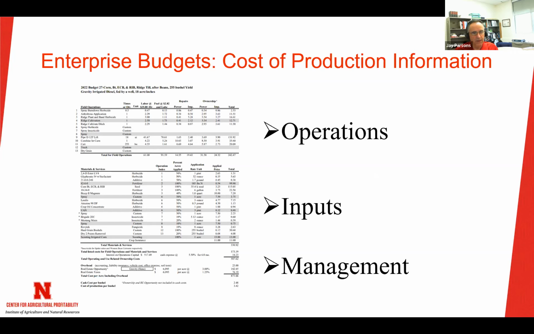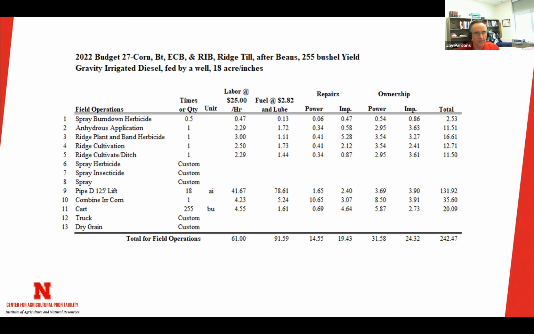Let's take a look at the operations budget first. Up at the top, this is what it actually takes to grow the crop. So these are running equipment across. You'll see that some of these are actually custom operations, like we see here, all the spraying operations, 6, 7, and 8 are all hired out as custom. So those will show up in our input costs down below. Same with the trucking and the drying.